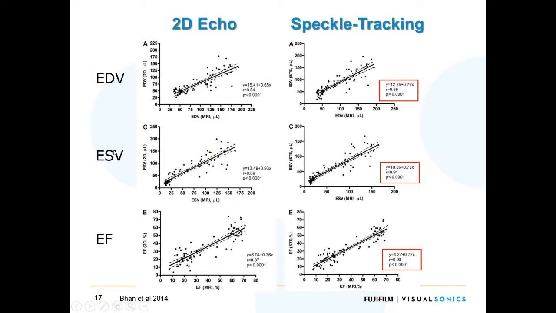The systolic functional parameters of strain have been shown to be at least as good, if not better, in terms of correlation to a gold standard cardiac function test, which is cardiac MRI. In this paper, we see two-dimensional echo, which would be your long axis or short axis M mode picture, looking at end diastolic and systolic volume and ejection fraction. And if you compare that to speckle-tracking, which uses strain software, the correlation to cardiac MRI is often better with the speckle-tracking software than it is with just simple 2D echo.